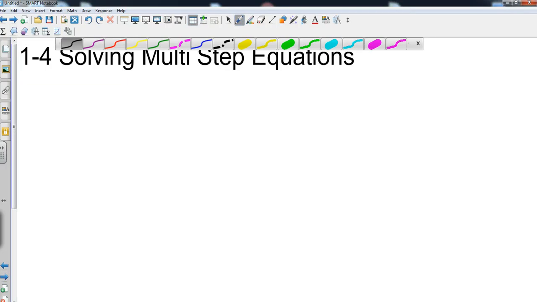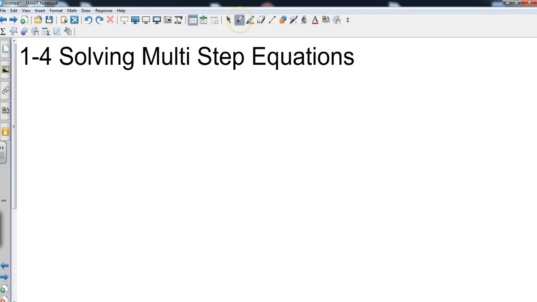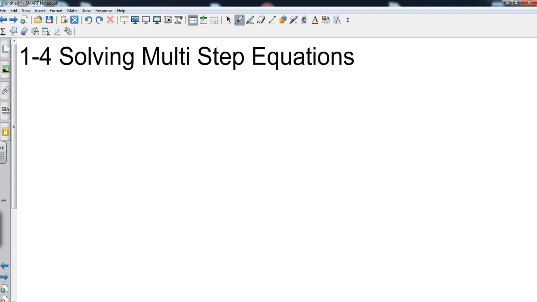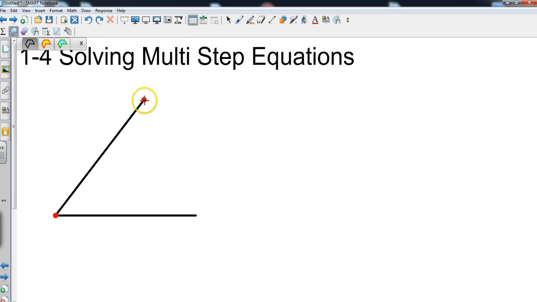Algebra 1, Chapter 1, Section 4, Solving Multi-Step Equations. Oh, I didn't want to do that. So let's draw a little irregular triangle here. Yeah, that'll work right there.